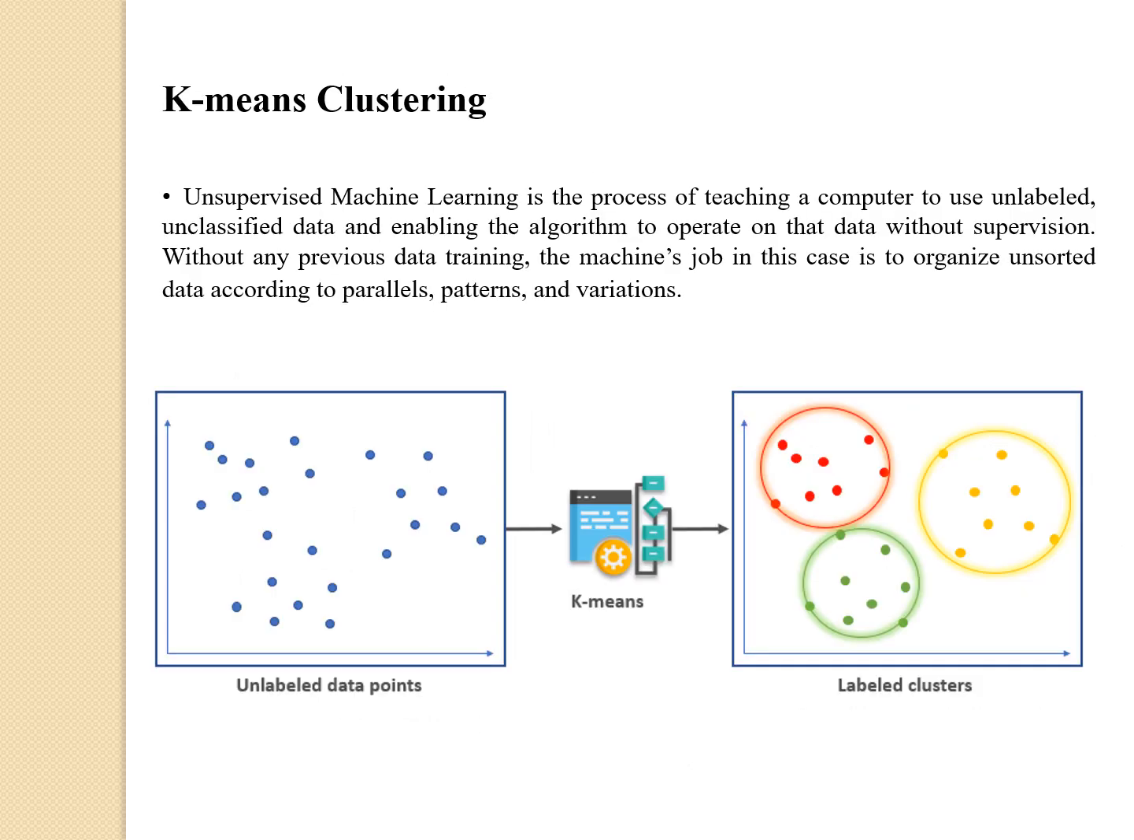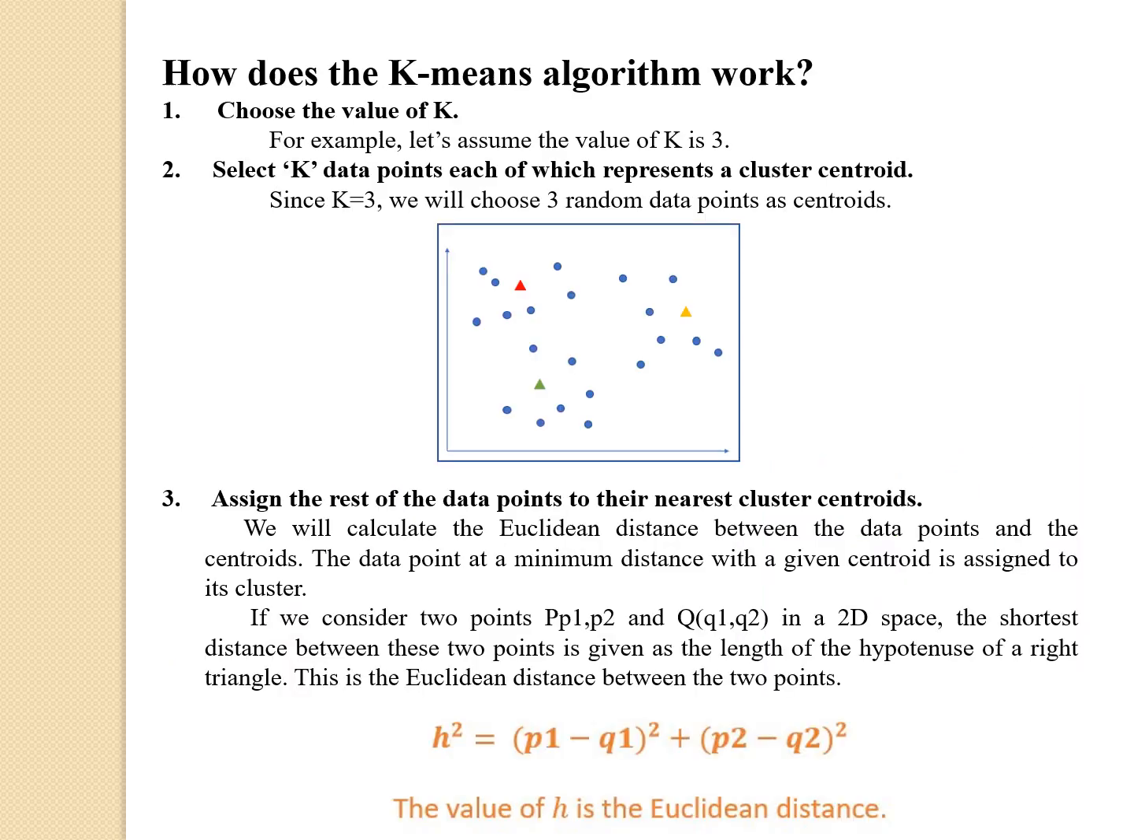K-means clustering. Unsupervised machine learning is the process of teaching a computer to use unlabeled, unclassified data and enabling the algorithm to operate on that data without supervision. Without any previous data training, the machine's job in this case is to organize unsorted data according to parallels, patterns, and variations. How does the K-means algorithm work?